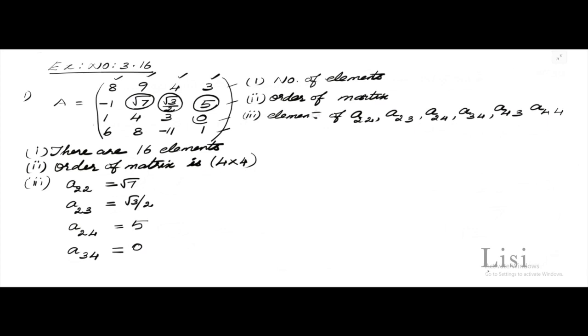And next question is A43. What is 43? Fourth row, third column. So fourth row is the last one and third column. So this one, that is minus 11. And A44. A44 means fourth row, fourth column. So it is 1. Right?